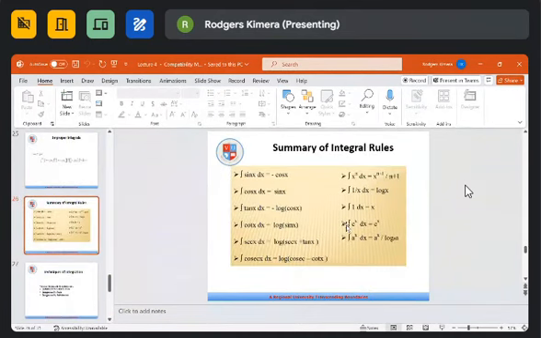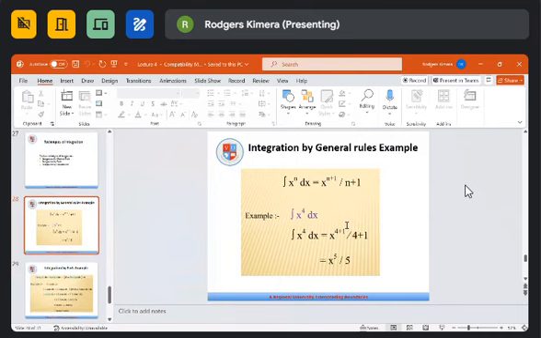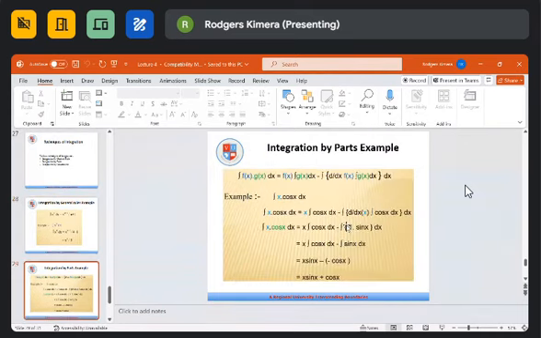Then down here, we still have a summary of rules, like we've seen them. The techniques are brought up again here. General rule, parts and substitution. And we have examples about each. One example.